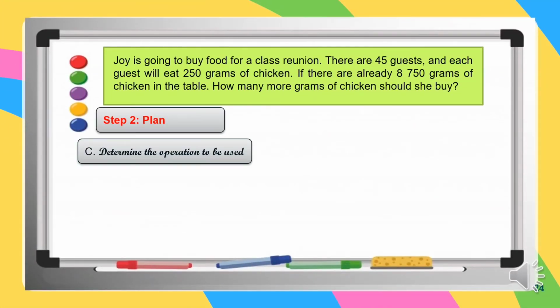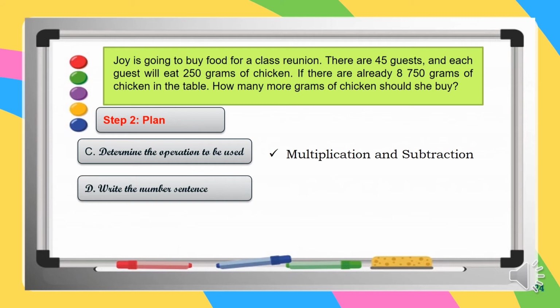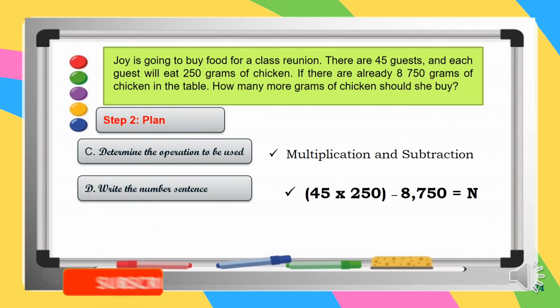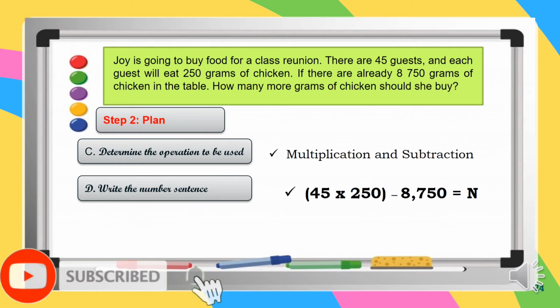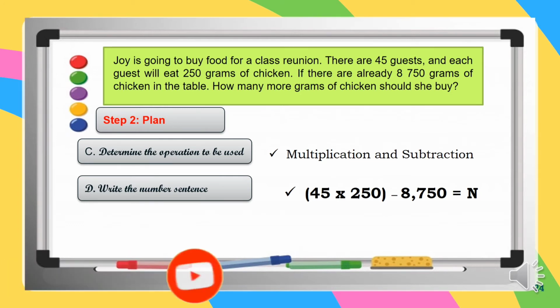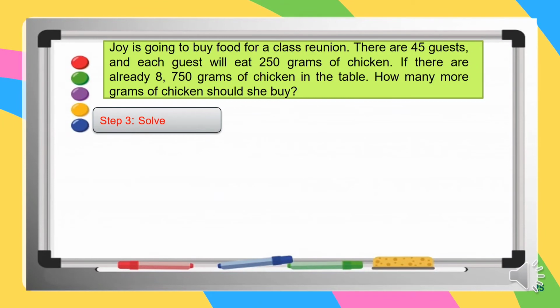Step 2 is to plan. Determine the operation to be used. So let's use multiplication and subtraction. Write the number sentence. 45 times 250 minus 8,750 is equal to n. Step 3 is to solve.